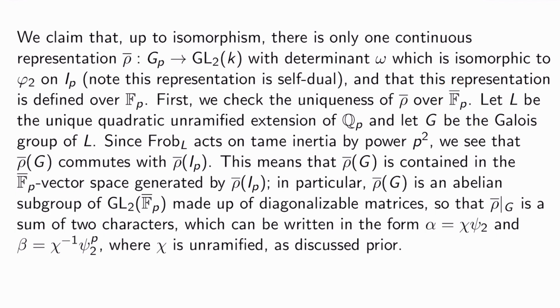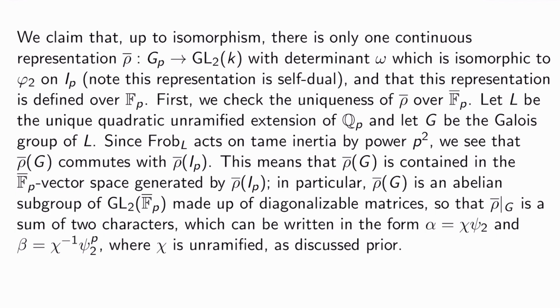Let L be the unique quadratic unramified extension of Q_P, and let G be the Galois group of L. Since Frobenius at L acts on tame inertia by P squared power because of the quadratic extension, we see that rho bar of G commutes with rho bar of inertia at P. That's a quick little exercise for you. This means that rho bar of G is actually contained in the F_P bar vector space generated by rho bar of I_P. In particular, rho bar of G is an abelian subgroup of GL2 of F_P bar made up of diagonalizable matrices. What that means is that rho bar restricted to G is a sum of two characters. That's the only way that this can happen.